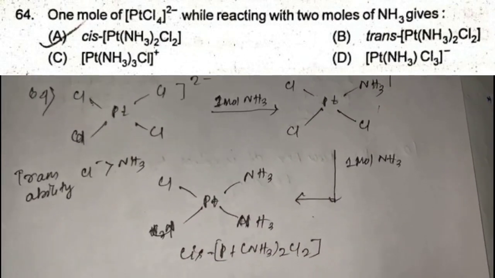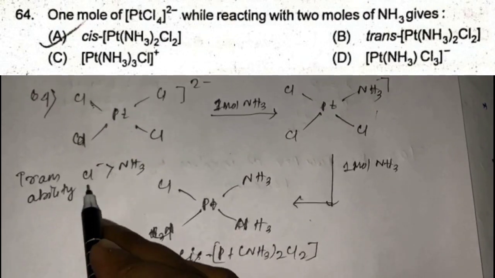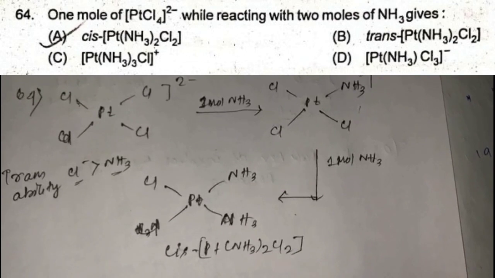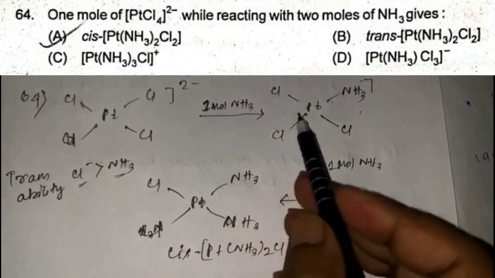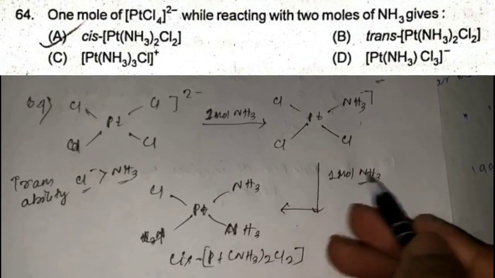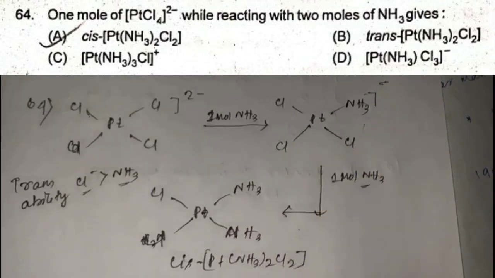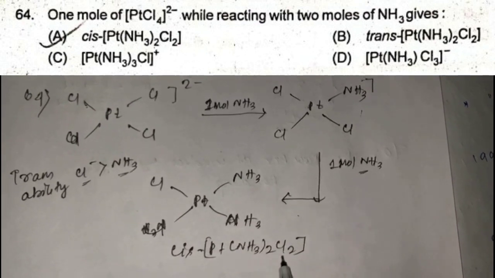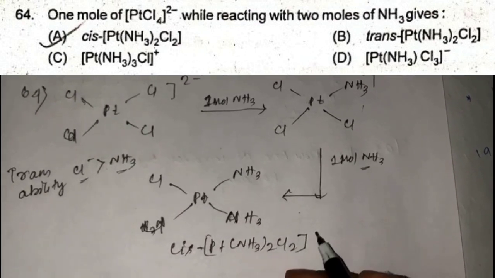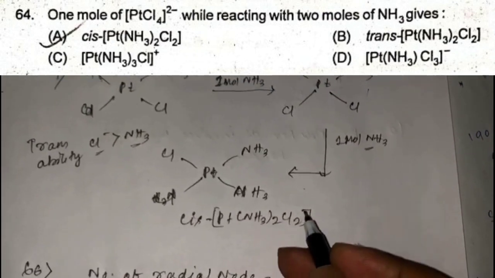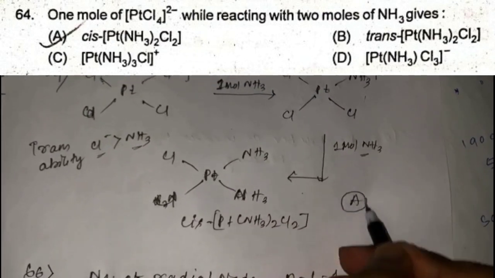product, because you know the transability, that is trans effect of Cl- is greater than ammonia. So chlorine groups, that is a chloride group, direct the incoming ligand to the trans position of it. So the product will be cis PtNH3 Cl2, that is your cisplatin. And the correct answer for this question is A.